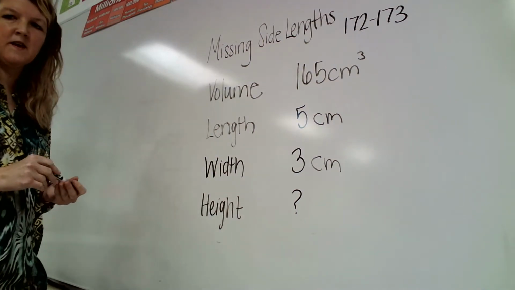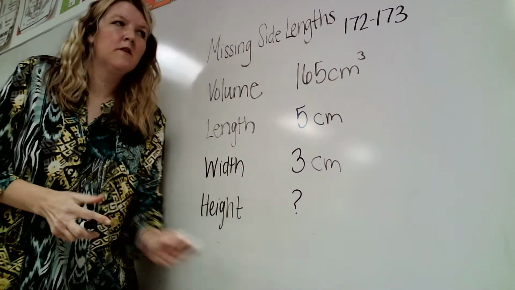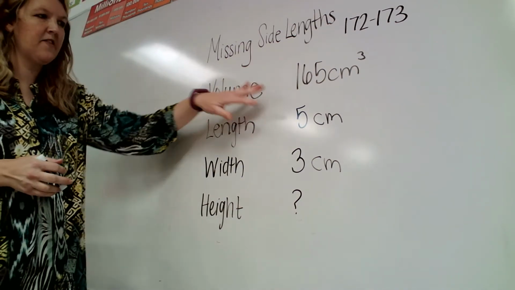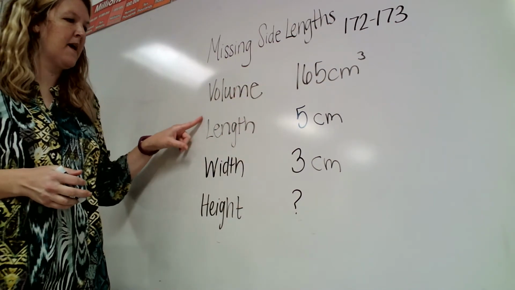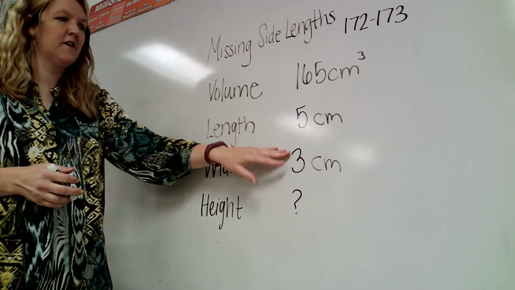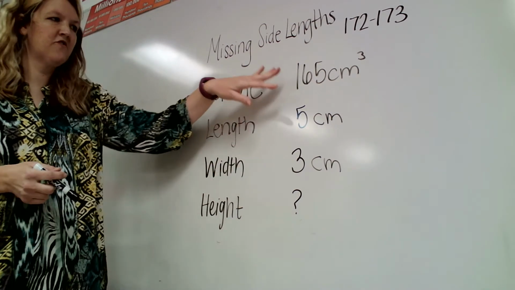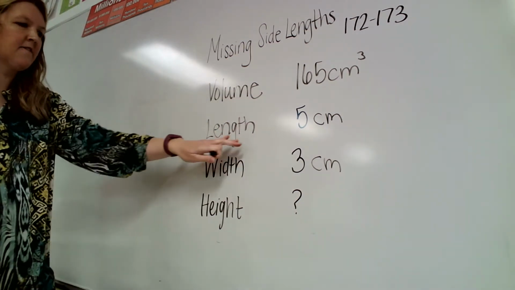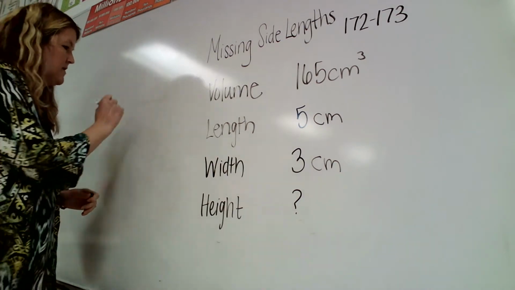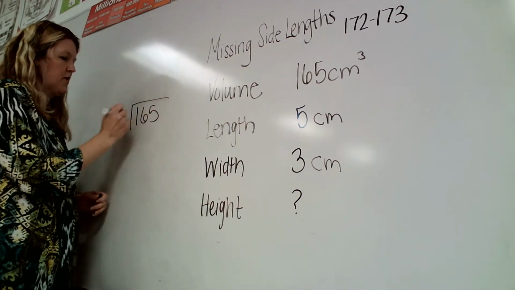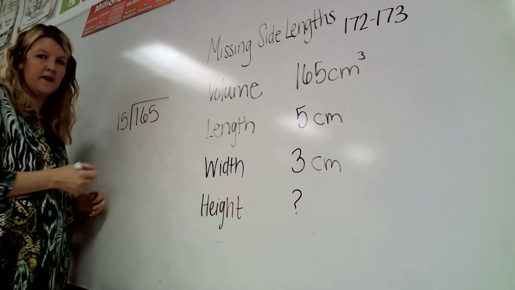And you're going to see a problem on page 173 where they have already given you, they just say the base. So we know the base, that means it's the area of the base. So if they just said 15 here for the base, then we could just go ahead and do 165 divided by 15. Now, if they give you any two side lengths, then you can multiply them and then do the division. So 165 divided by 15.